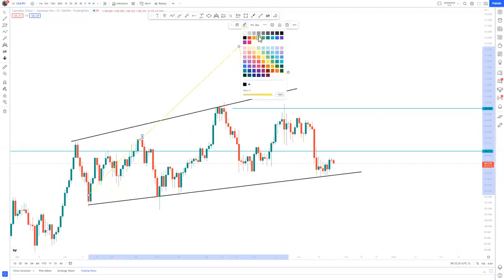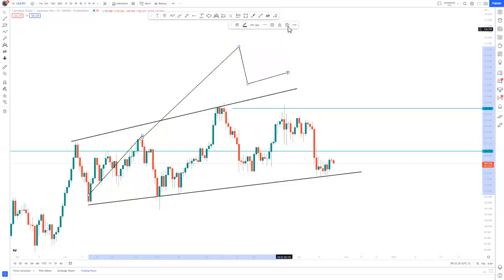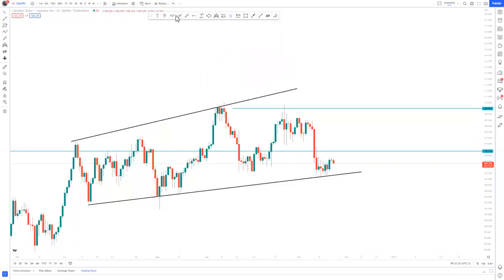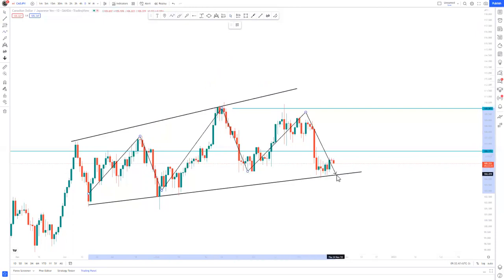I want to change the color to black, and then remove it. I want to show you something, guys. Price started here. Impulse. It came down. Impulse down, same thing. Down. What's the next direction? Going up.